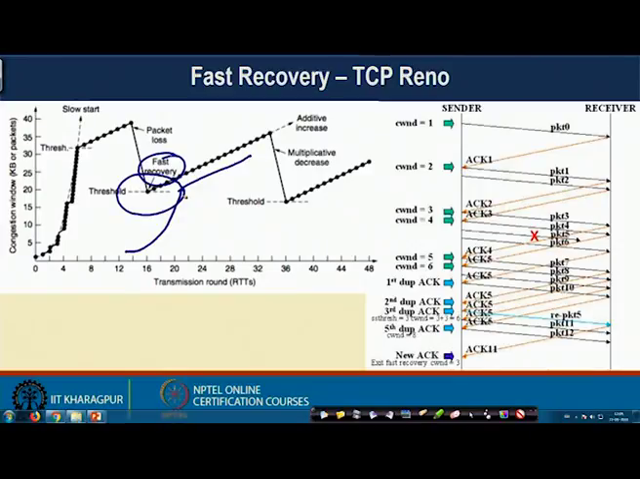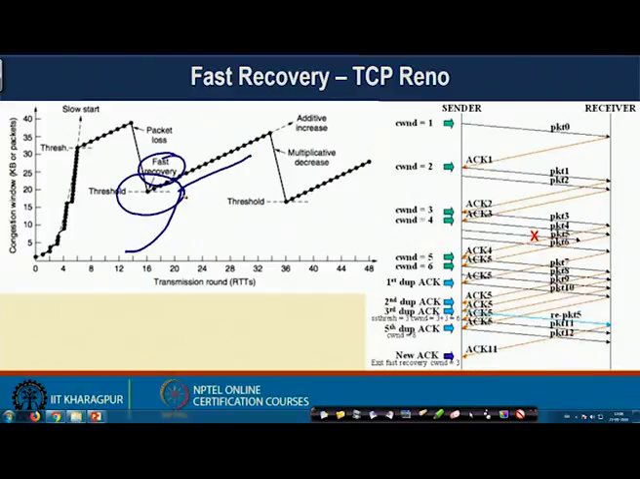But if you are detecting congestion by a retransmission timeout, then you always set the congestion window to 1 MSS and start with the slow start phase, because a retransmission timeout gives you an indication that severe congestion has happened, and whenever there is severe congestion in the network, it is always better to start with a very low rate, that means setting the congestion window value to 1 MSS. So, that is the broad difference.